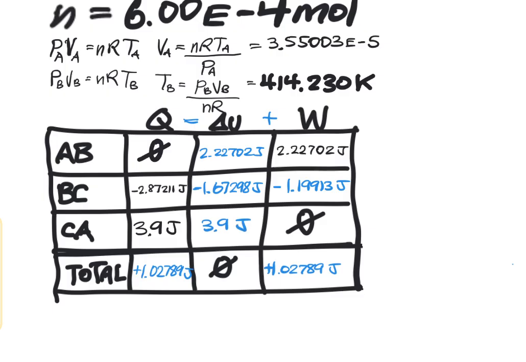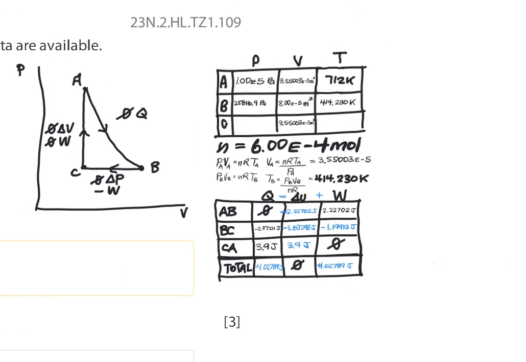Oh, the difference in negative sign means it's a negative sign on the AB delta U, because if Q is 0 and the work is positive, the delta U has to be negative. And yes, now all of these values match up. We have our complete accounting of energy that's done.